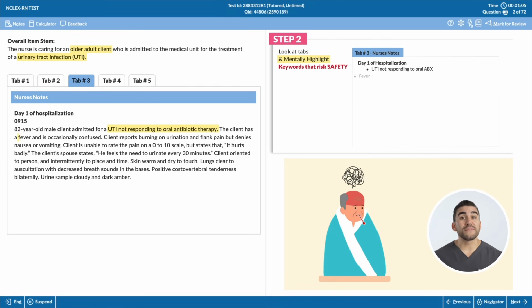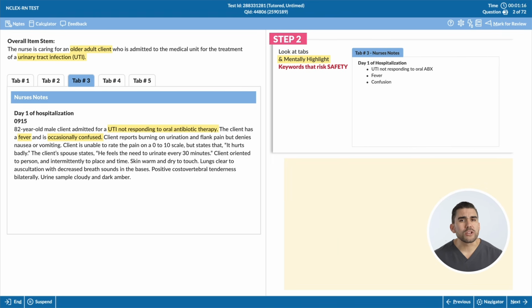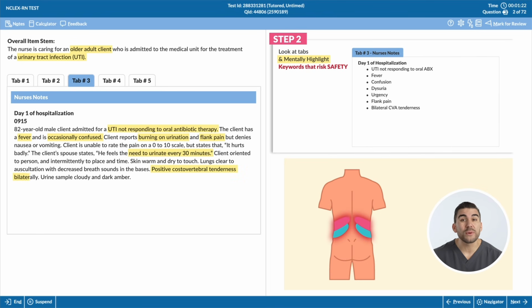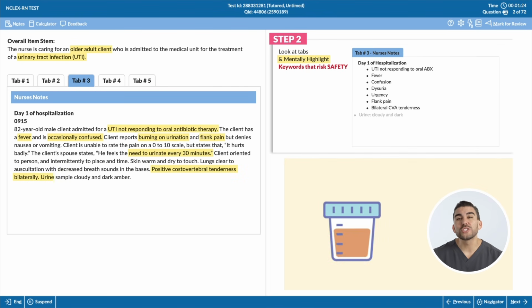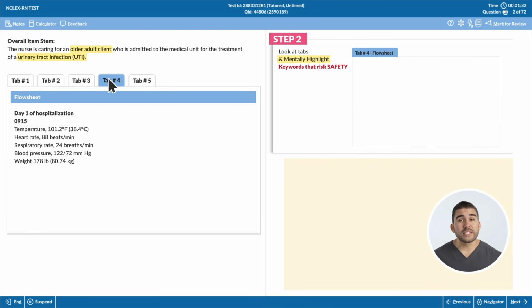The next thing is the fever. So obviously it requires management, as well as confusion. Remember, change in mental status is very concerning. We have to think potential sepsis. Now, the next key terms we have to take note of is dysuria, that difficulty urinating, urgency, flank pain, even bilateral CVA tenderness, as well as urine that is cloudy and dark, all indicators of possible pyelonephritis, fancy words for kidney infection. Now, let's click over to tab number 4.